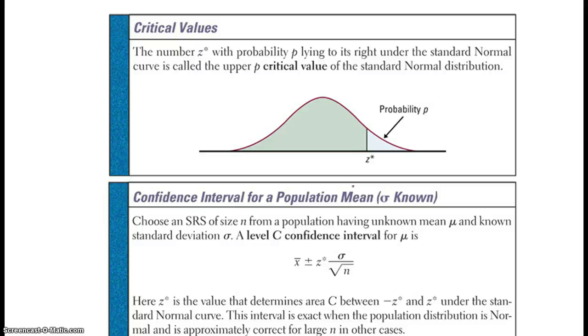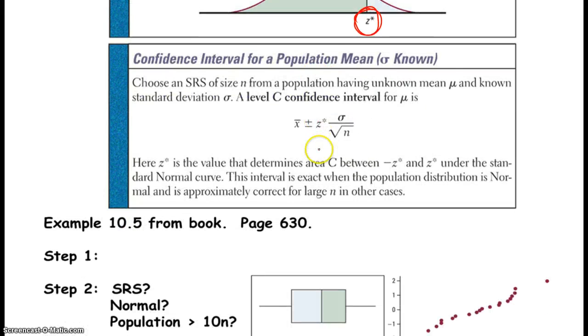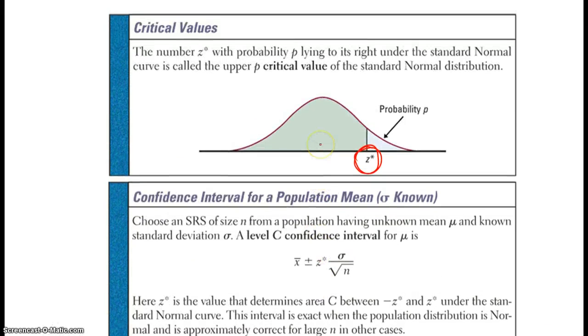Okay, so that's going to give us our critical z-star value. That's going to tell us how much above and below we want to go, and we can pick whatever we want, typically over 90%. Now, here's the formula for it, but again, let's not think too hard about this. We can do this in our head.